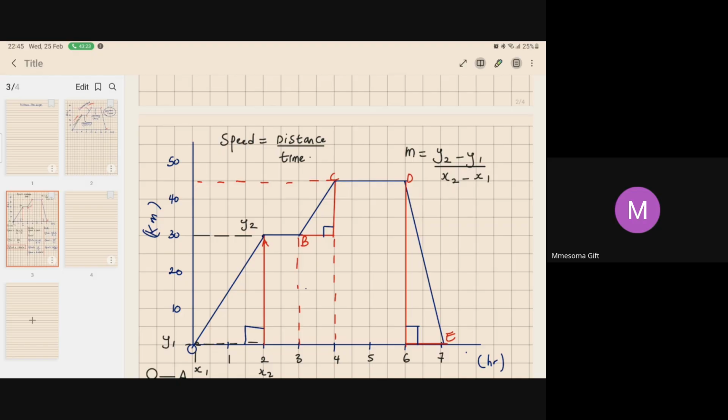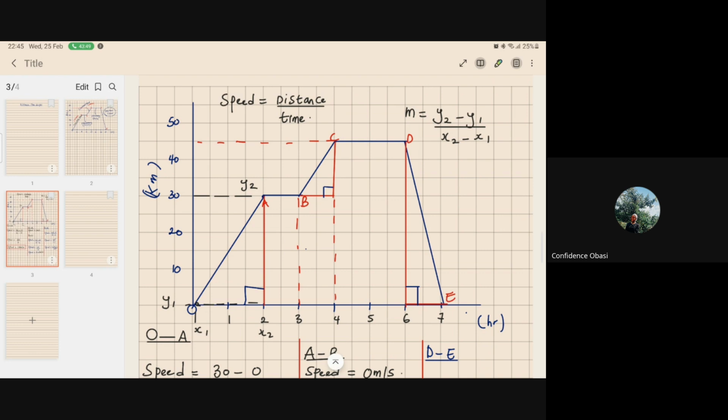Now for a velocity time graph, you are plotting velocity against time, right? Are you seeing the difference between them? Distance time graph, you are plotting distance against time. Velocity time graph, you are plotting velocity against time. Are we together? So let's see. I want to use the same line for them so that it makes everything easier for us.